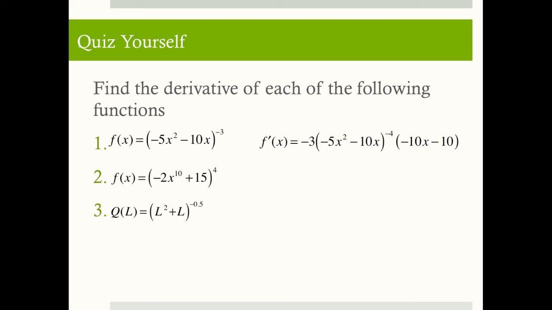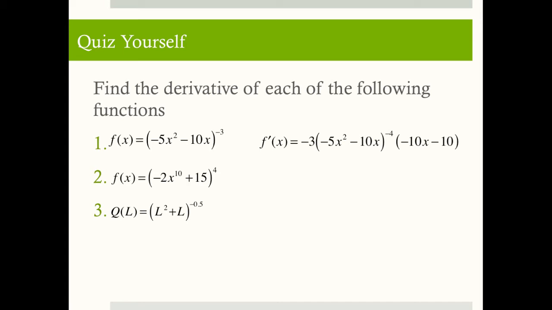If f of x is equal to (negative 5x squared minus 10x) all to the negative 3, then the derivative of f with respect to x is equal to negative 3 times that function to the negative fourth, times the derivative of that inner function, which is negative 10x minus 10.